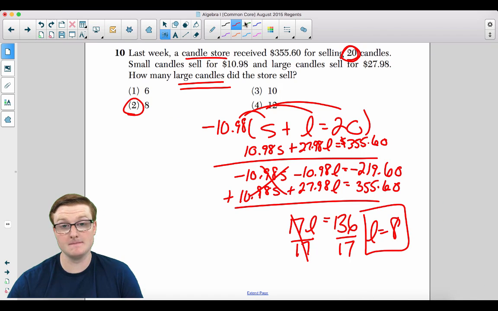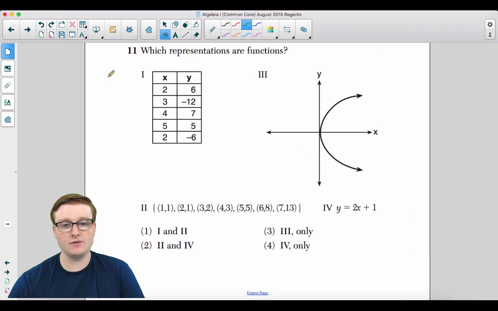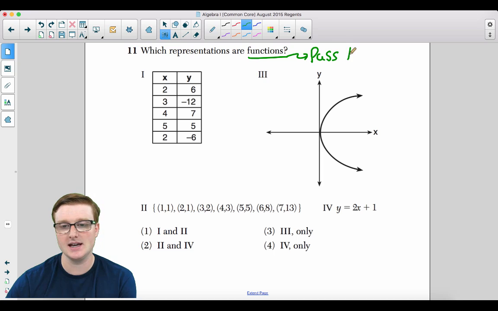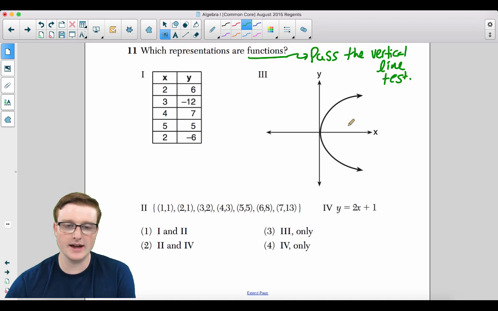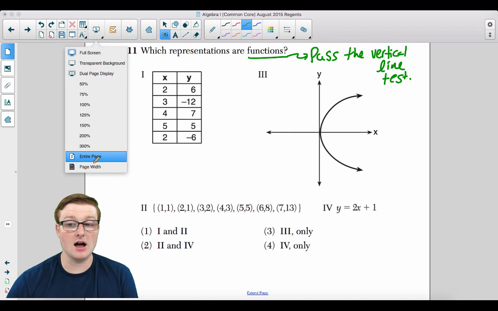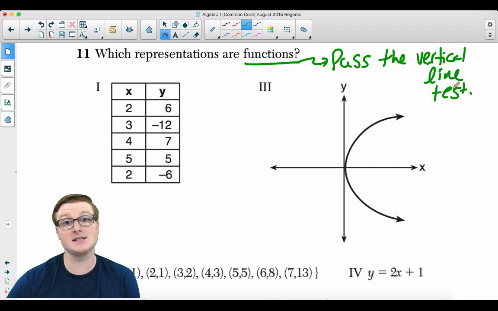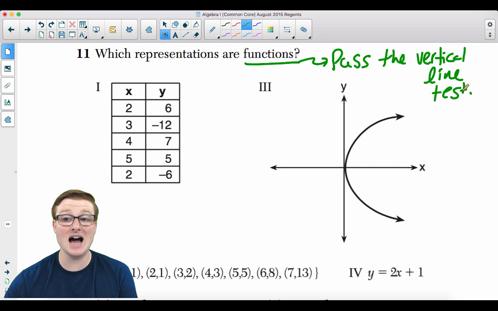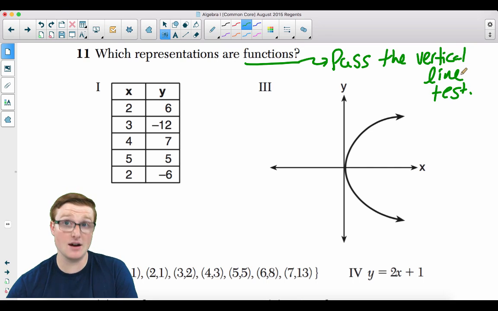All right, moving on. Number 11, which representations are functions? Remember that in order for this to be a function, it has to pass the vertical line test. Okay, let's take a look here. By the way, in order to pass the vertical line test, x values cannot repeat. If an x value does repeat itself, it's not a function. If the x value does not repeat itself, it is a function.